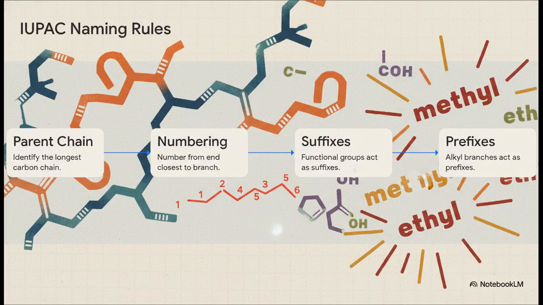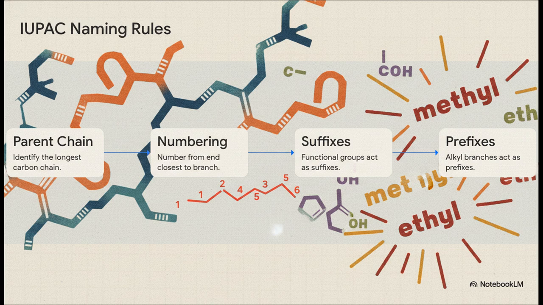That universal system is called IUPAC. And honestly, treat this exactly like learning the syntax of a new language. Here is your clear, step-by-step method to name pretty much any structure. Step 1, identify the longest parent carbon chain. Step 2, number that chain, making sure you start from the end closest to a substituent, or branch, so it gets the lowest possible number. Step 3, identify the principal functional group. That becomes your suffix. And finally, step 4, list any branches, like a methyl or an ethyl, as prefixes in alphabetical order.